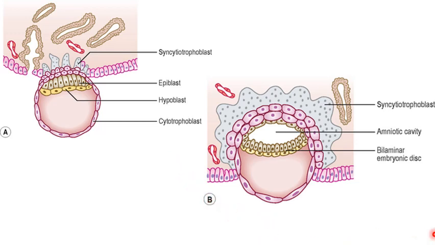Second step is formation of the amniotic cavity and the yolk sac. Now, in this formation of the amniotic cavity, the epiblast will move away from the trophoblast. As a result, a cavity has appeared between the trophoblast and the epiblast, and this cavity is called the amniotic cavity, and it's filled with the amniotic fluid.